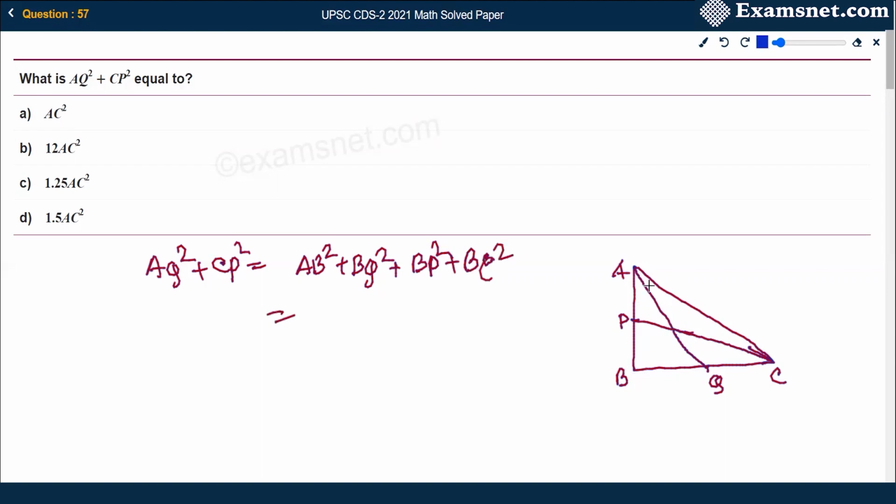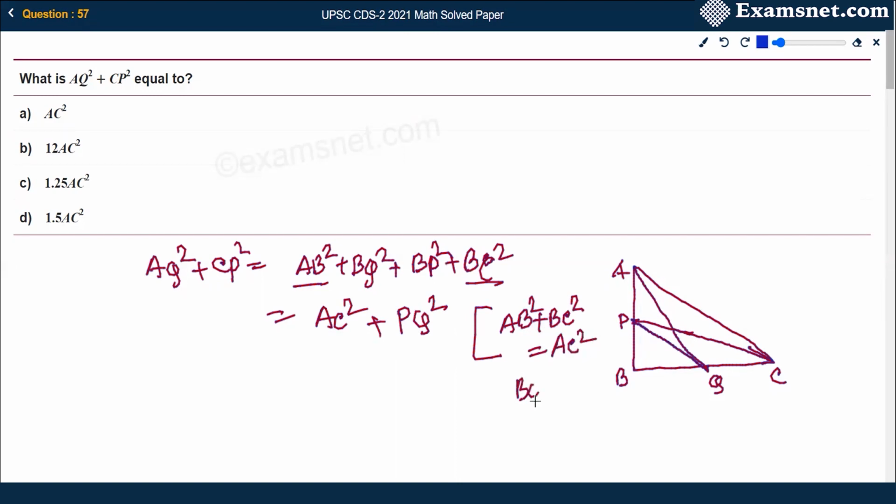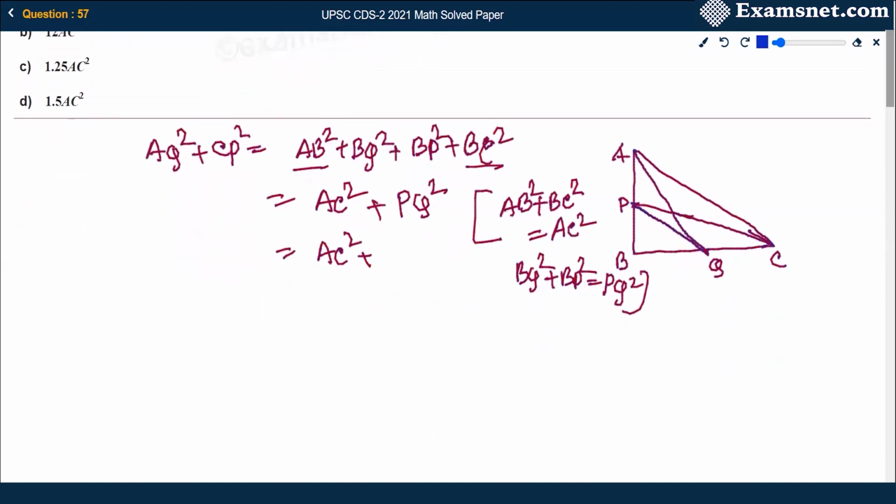Now AB square plus BC square, that is AC square. From these two we can write AC square plus BQ square plus BP square. Now if we join PQ again, let me join it. Since BPQ is a right angle triangle, BQ square plus BP square will give us PQ square. Okay, so now look here, AC square plus PQ square. Since P and Q are the midpoints, correct?